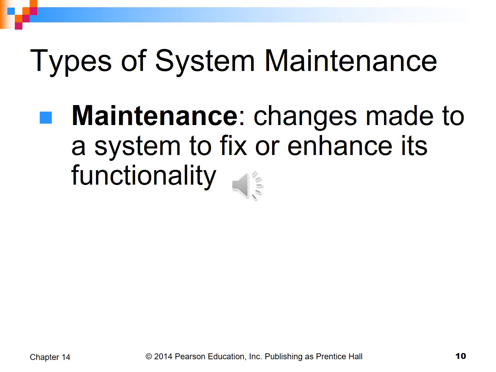As we defined earlier, maintenance is changes made to a system to fix or enhance its functionality. It involves making changes to hardware, software, and documentation to support operational effectiveness. It should include making changes to improve system performance, correct problems, enhance security, or address any user requirement.